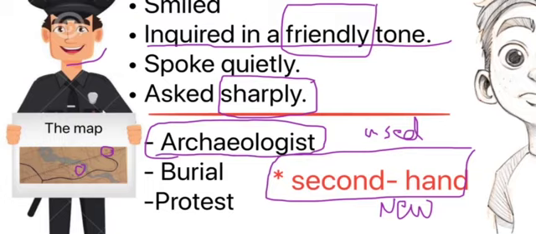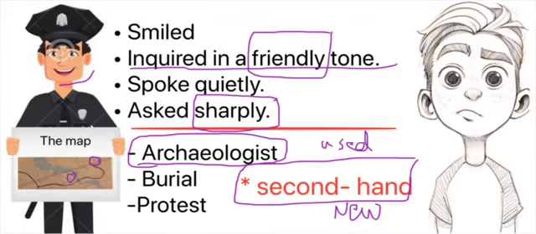She bought this map from a second-hand bookshop. متجر لبيع الكتب القديمة أو المستعملة. So second-hand means مستعملة. She bought this map from a second-hand bookshop, and it doesn't mean anything for him or for his sister, and they don't care about this map. It's just a map of a desert, and they don't know anything about it. This is the end of this scene.